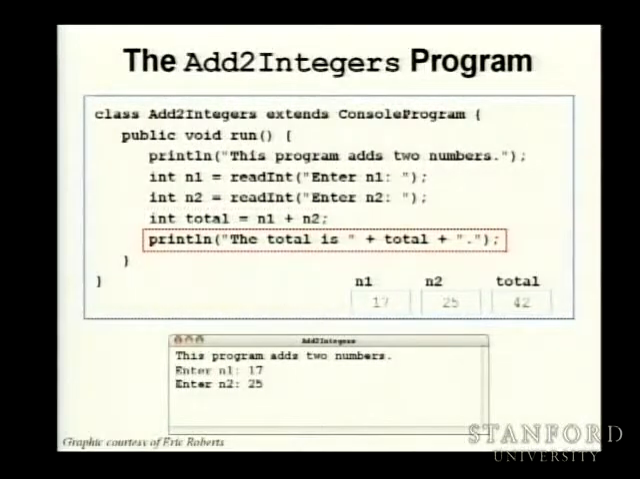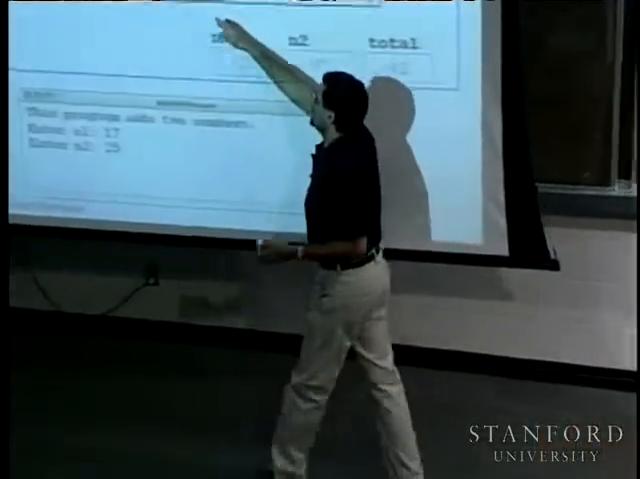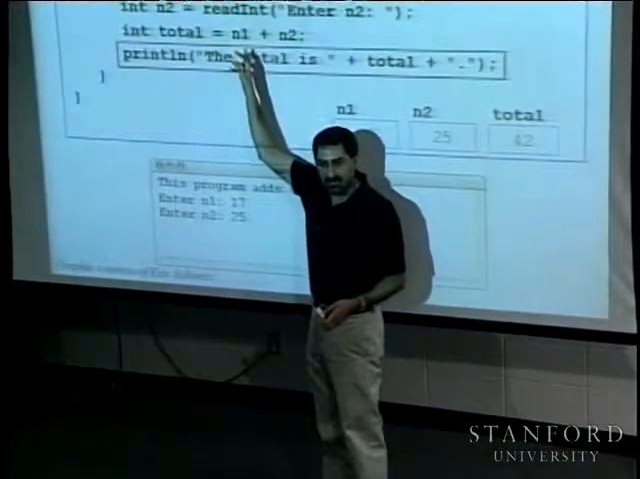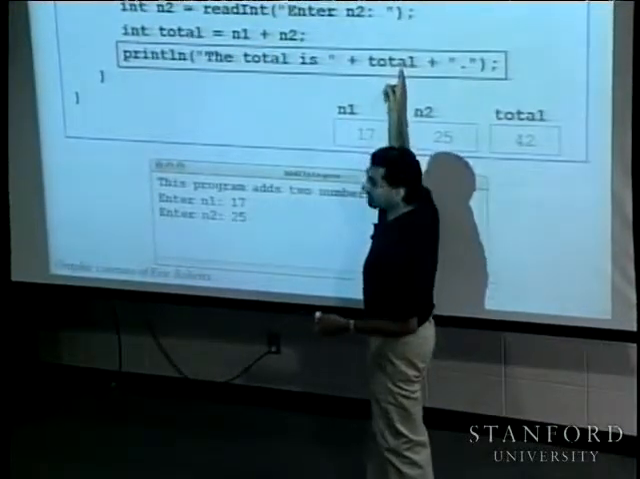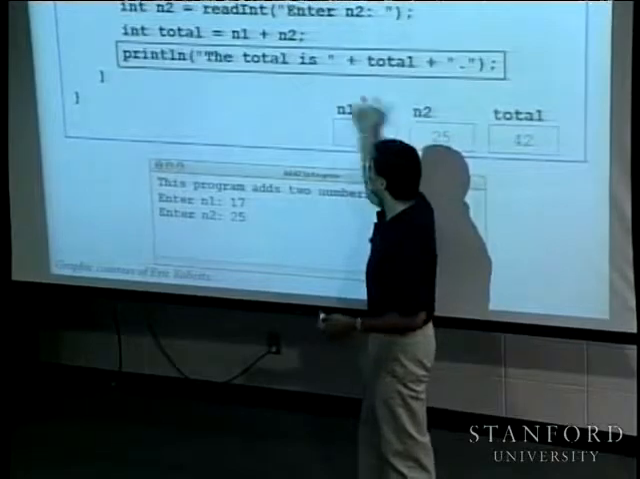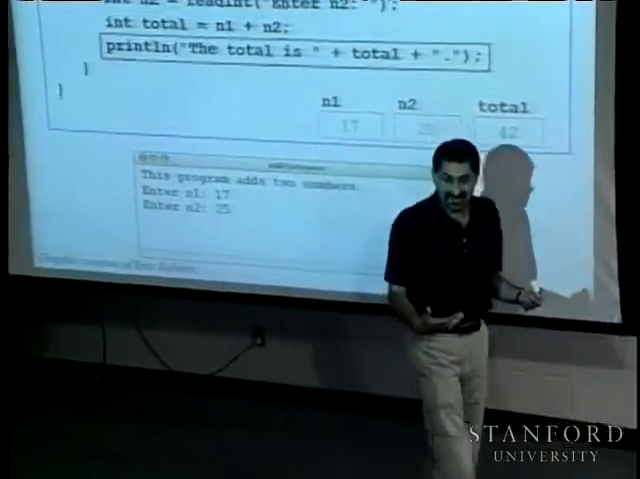And then the last line says, I'm going to print something to the screen where the total is. And then you see these funky pluses. And you're like, whoa, man. I thought plus was like adding things together. What's going on? You're like trying to add. This thing's got the value 42. I know that because it's in the box. You're trying to add 42 to some text?